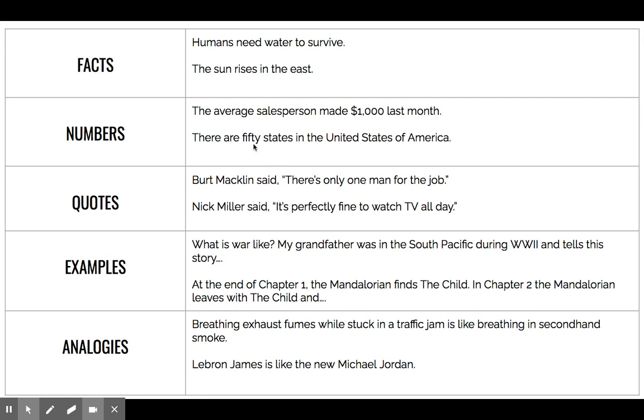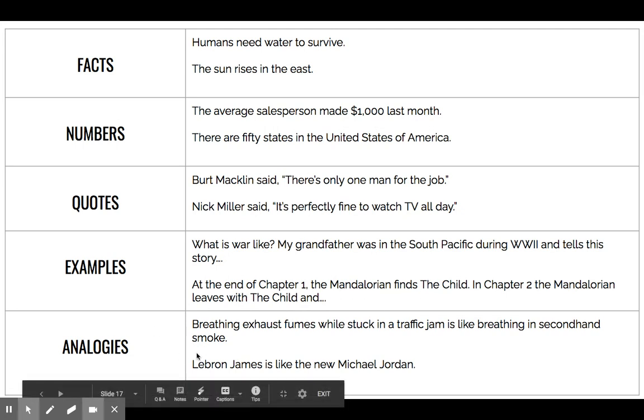No questions asked. Quotes, you can obviously identify those with the quotation marks and who said what, Burt Macklin, Nick Miller. Examples: what was war like? My grandfather was in the South Pacific War and tells this story. So an example could be a story, or it could be something you found in a text. In chapter 1, blah, blah, blah. Analogies: breathing exhaust fumes while stuck in traffic jam is like, remember, similes, metaphors, breathing in secondhand smoke. LeBron James is like, again, the new Michael Jordan.